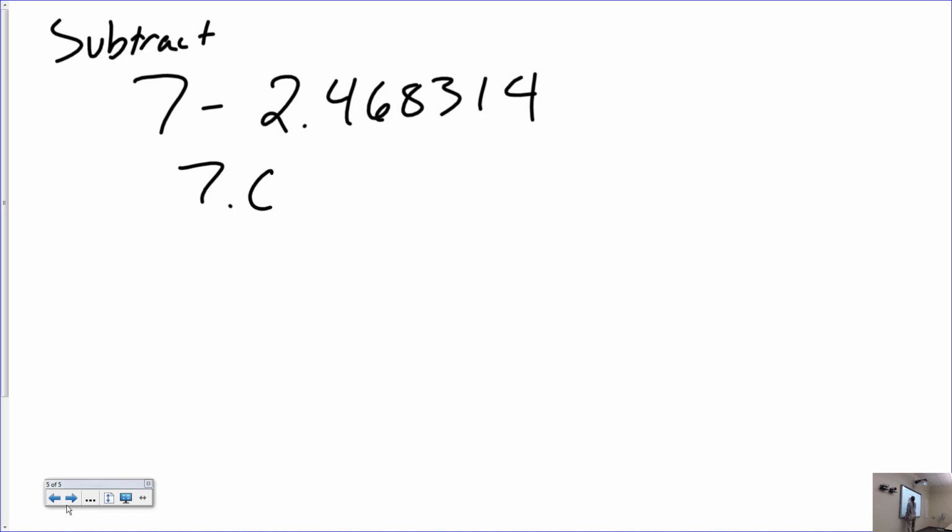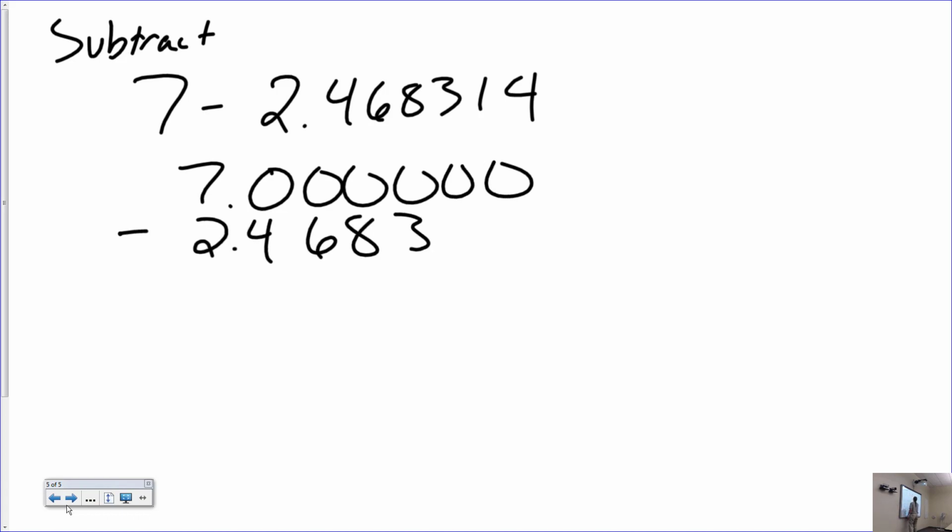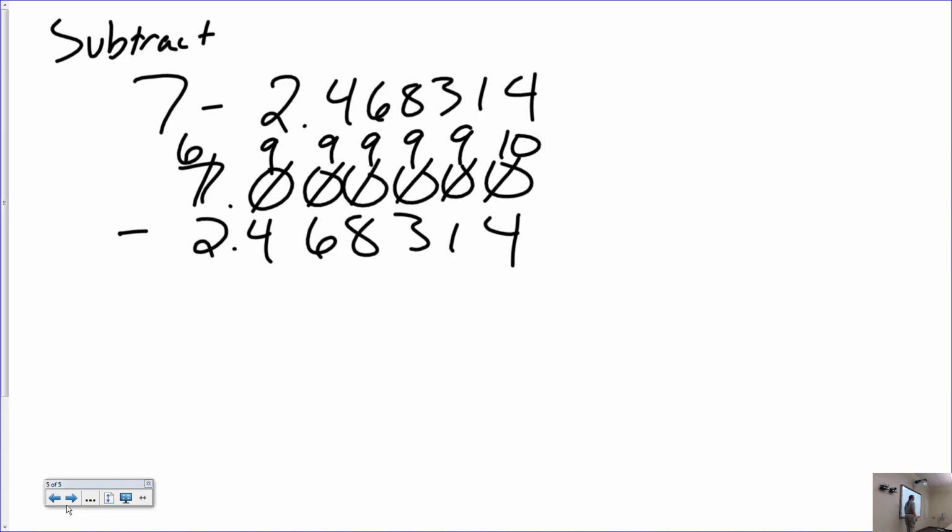So this is 7.000000 minus 2.4681314. And how do we borrow to get all those zeros so that we can subtract? Make the 7 a 6. Remember that all of the zeros that follow are going to be 9s until you get to the last one. And that one's a 10.